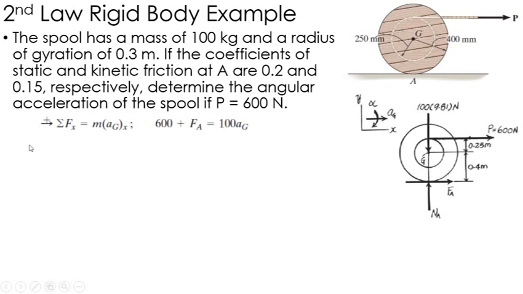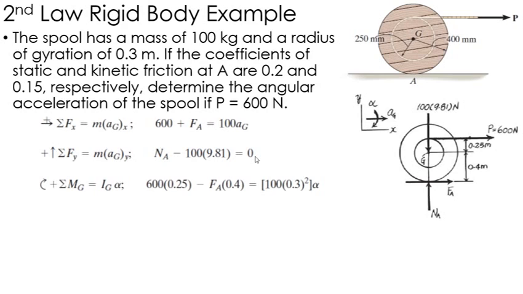Okay, so first things first, I'm going to sum the forces in the x direction. So I've got 600 newtons, I've got my friction force, and that equals the mass times the acceleration in the x direction, which is just going to be 100 times aG. In the y direction, I have my normal force and my weight, and then there's no acceleration in the y direction. I sum the moments about G, because I always sum the moments about G.